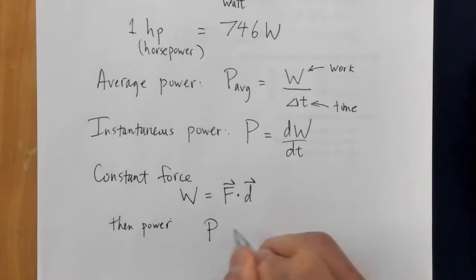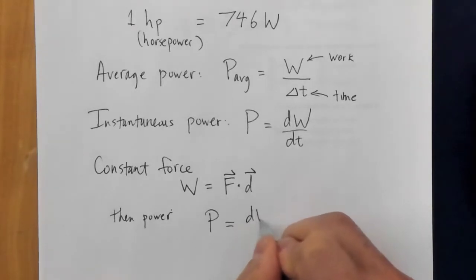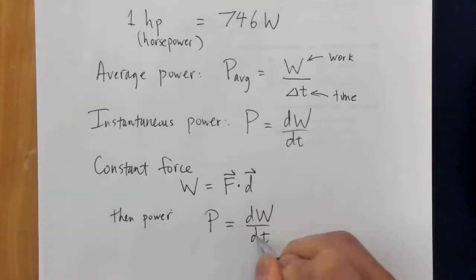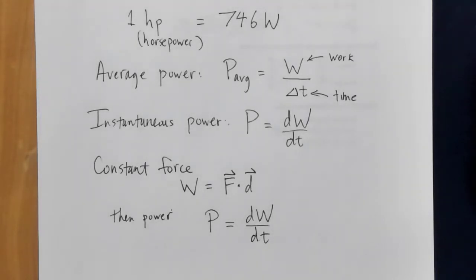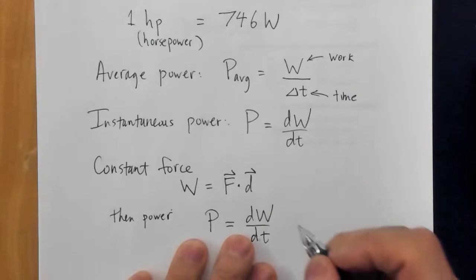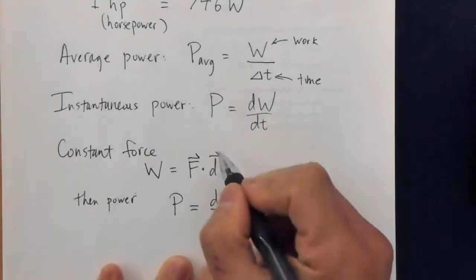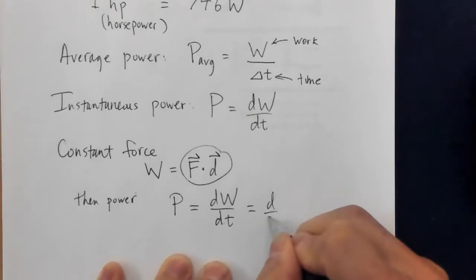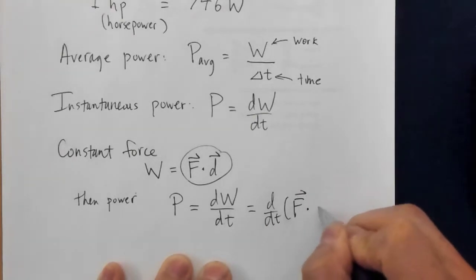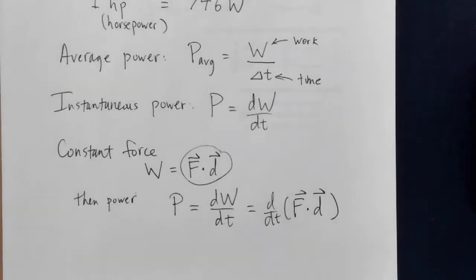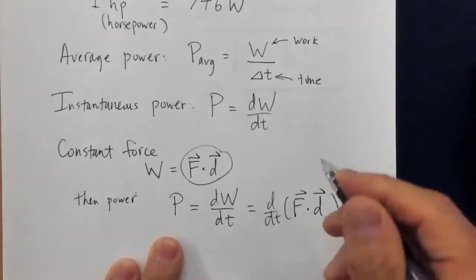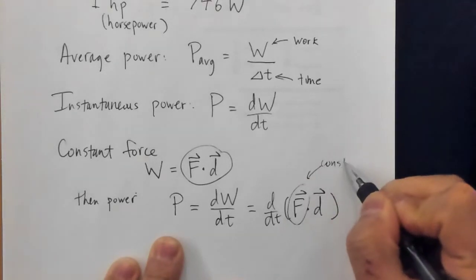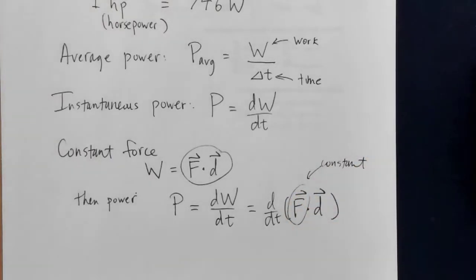So for the power, the symbol is capital P, the time derivative of the work with respect to time. So I will take the time derivative of this guy. That's what work is, so the time derivative of F dotted with d. Now, if I say that it's a constant force, then this guy is constant. Then the time derivative doesn't matter. I can just pull it out. It doesn't change the time derivative.